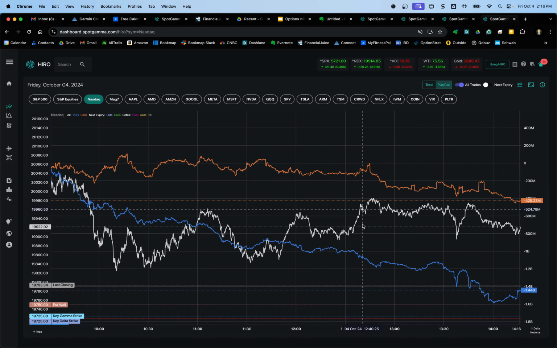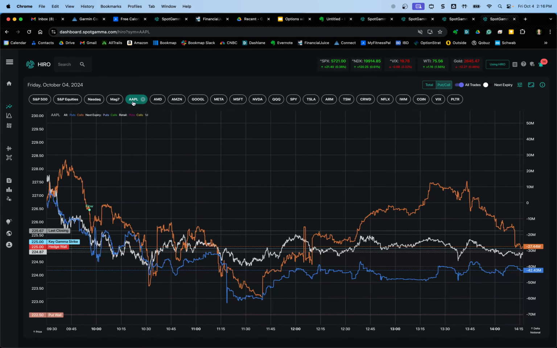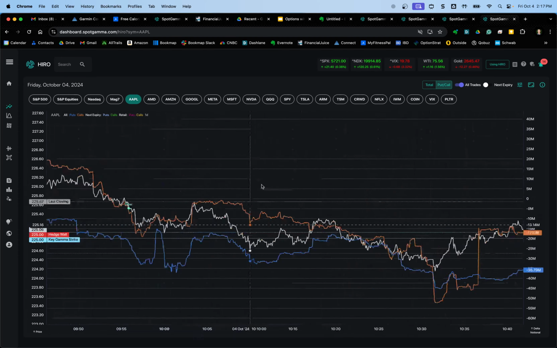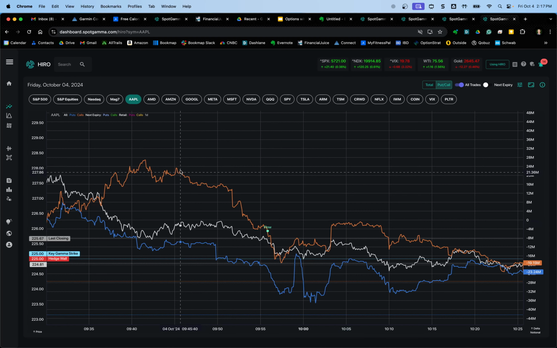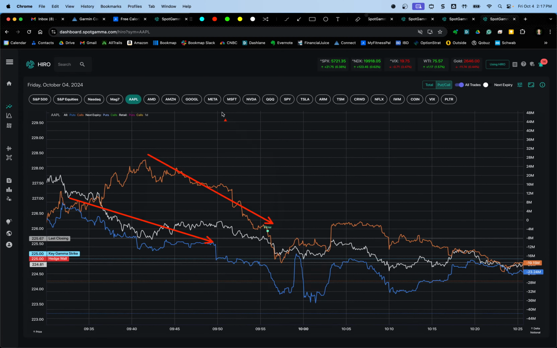All right, let's take a quick look at some stocks. Then we'll get back to the indexes. First of all, Apple. So just after the cash open, Apple traders started buying puts right around before 9:45, 9:42 maybe, started selling calls. Blue line, orange line moving the same direction, and price moves down.